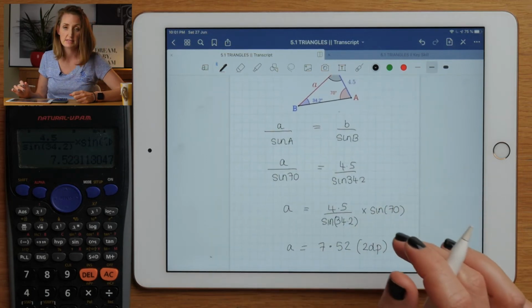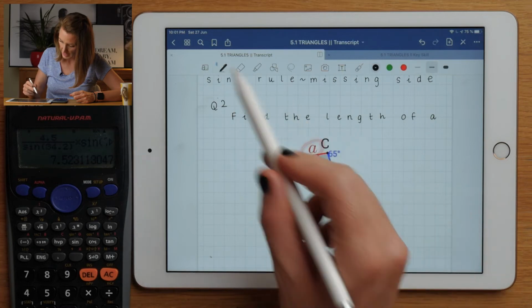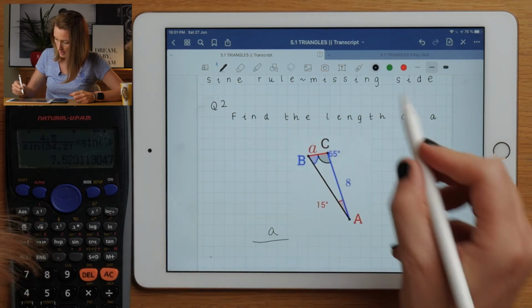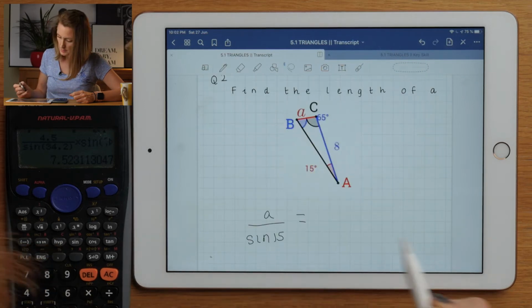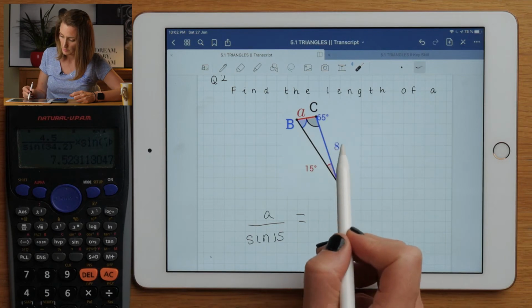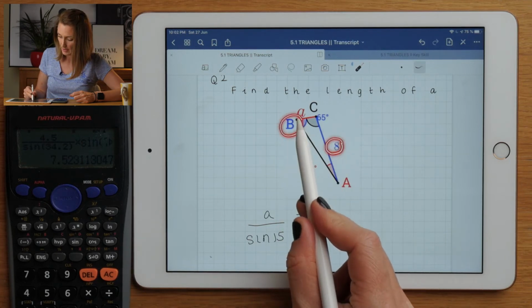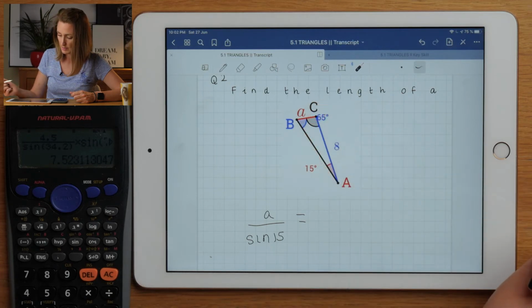So that's it. Let's have a look at another example here. In this situation, I want to find side A, so I'm going to put that there. And that matches up with sine 15. So that's my half pair. Now, you can see we've got a problem here because we've got 8, but we don't have the angle B. And we've got C, but we don't have the side C. So we're in a little bit of trouble.